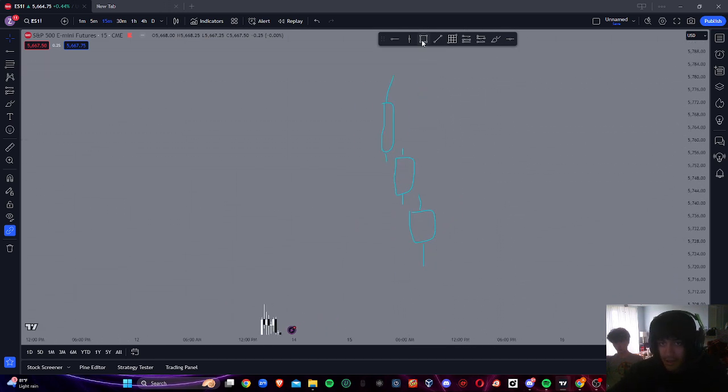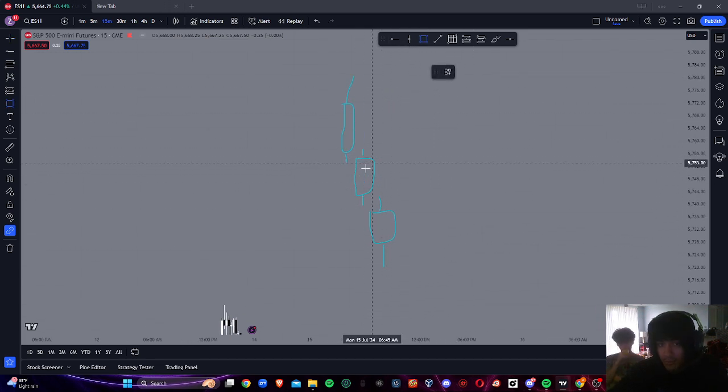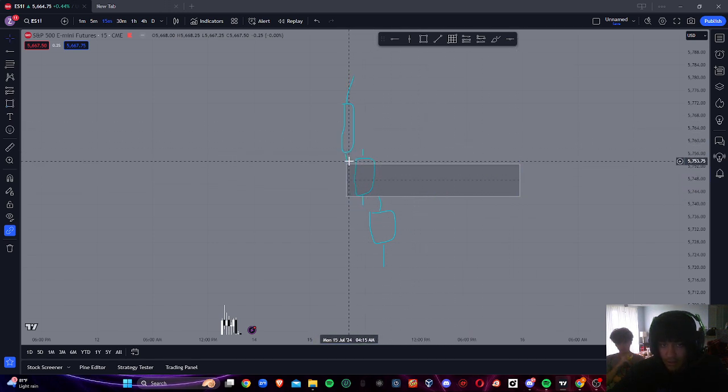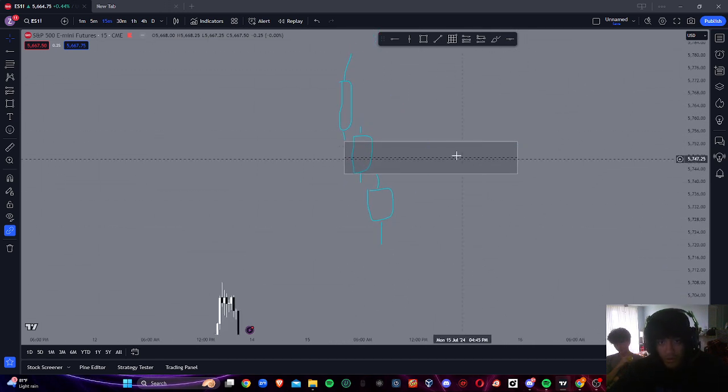So our fair value gap, three candlestick formation. We'll call this a bearish gap. Imagine these candles are red. Your gap would be in the middle, where the gap is. You grab the middle candle, and you take it from the wick of the top one to the wick of the bottom, and that will make your little gap. That is what a fair value gap is, or that's how you find a fair value gap.